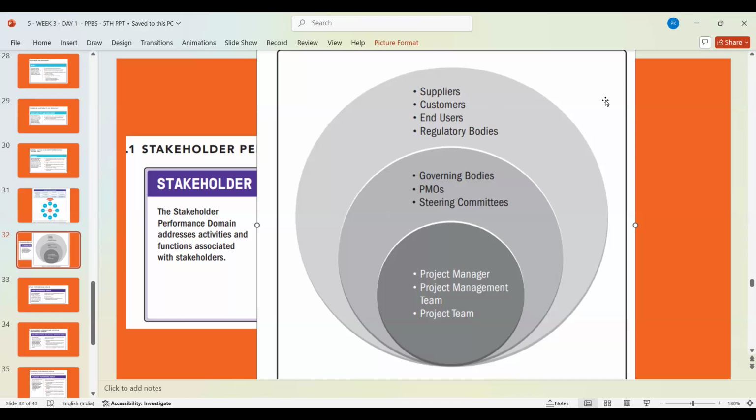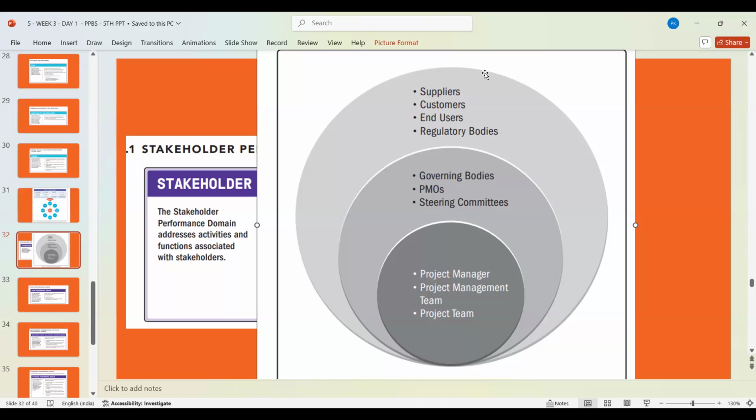Stakeholders is a very important topic. That's why we are going very slow, and I'm ensuring that we understand. It's not so difficult. I'll only read out: suppliers, customers, end users, and regulatory bodies. Suppliers, as we all know, are the ones from where we get our computers, laptops, machinery, resources, like any third party organization from where we get employees working for our project.